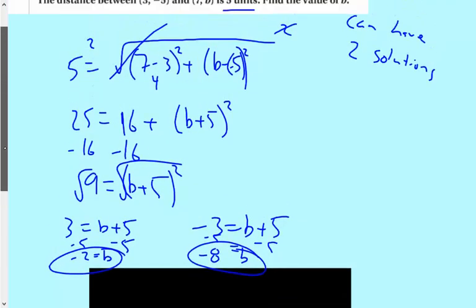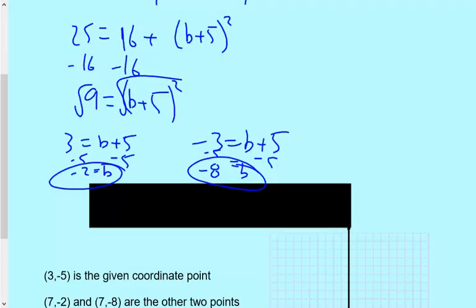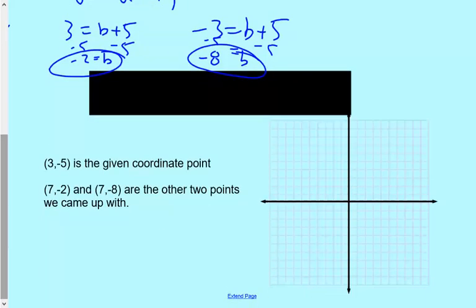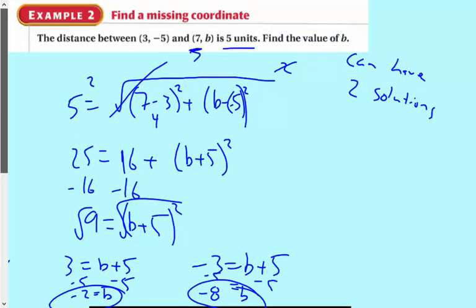And so visually what that looks like is this. We have 3, -5. So we're going to go down here. Okay, we have 2 answers. We have (7, -2) and we have (7, -8). And so what this is saying is that's 5 units from there to there, and that's 5 units from there to there. So they both have the x coordinate 7, and they're 5 units away.